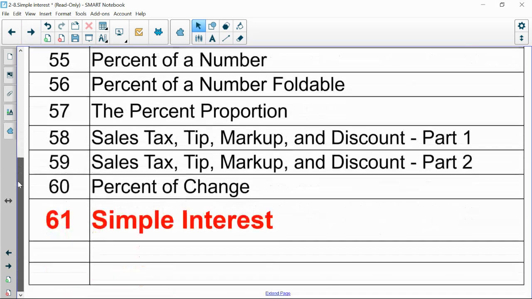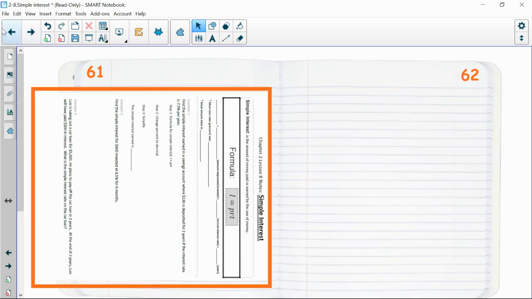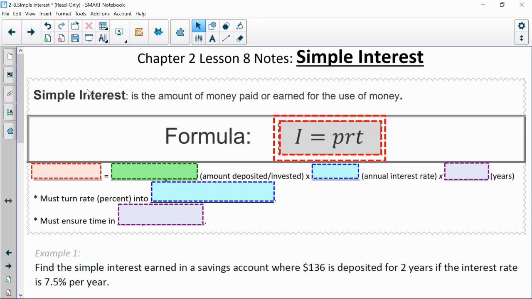This goes into your notebook, page 61. You should be starting a fresh 2-page. All right, here we go. Simple interest is the amount of money paid or earned for the use of money. So we have a formula, I equals PRT.